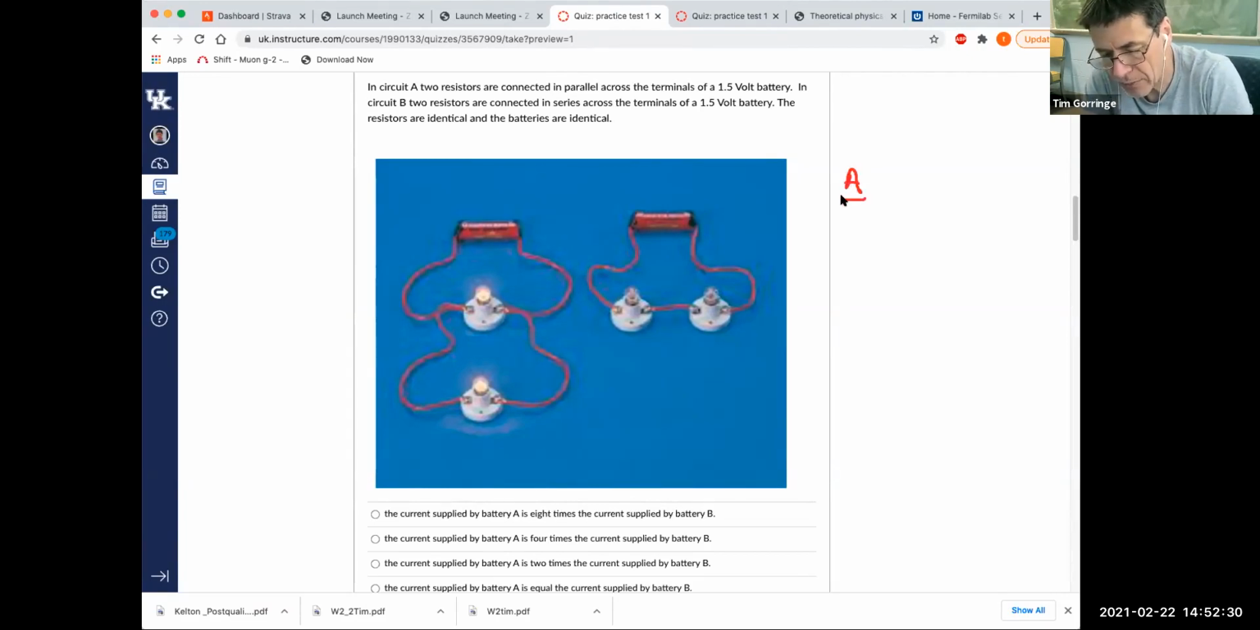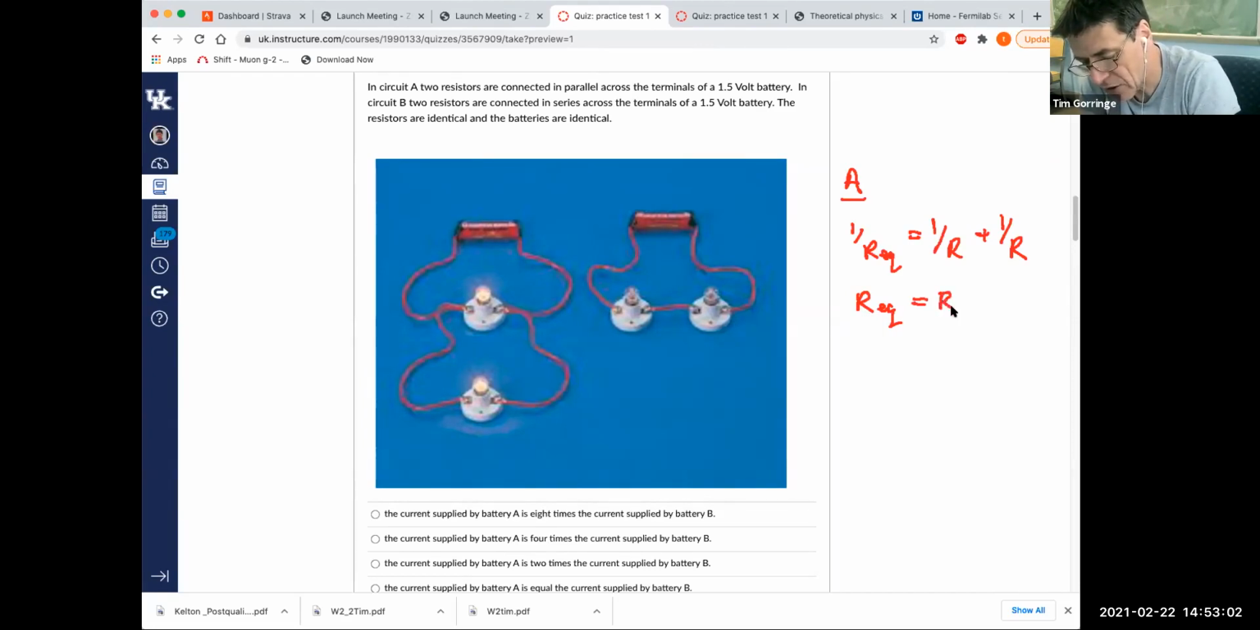In the case of circuit A, we've got two resistors in parallel. And so 1 over the equivalent resistor is 1 over the resistance of the upper lamp plus 1 over the resistance of the lower lamp. And so the equivalent resistor is actually, if you take the inverse of the left-hand sides and right-hand sides here, it's the resistance of one light bulb, R, divided by 2. So that's circuit A's equivalent resistance.